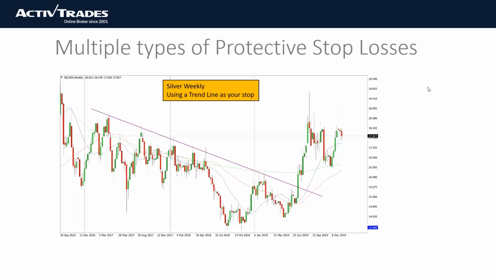Another simple technical analysis tool is just using a trend line. This is silver on a weekly chart, and you can see that over a couple of years it was in a downtrend until this double bottom here. Traders who trade the double bottom may have entered here, and the stop loss would probably be beneath the low.